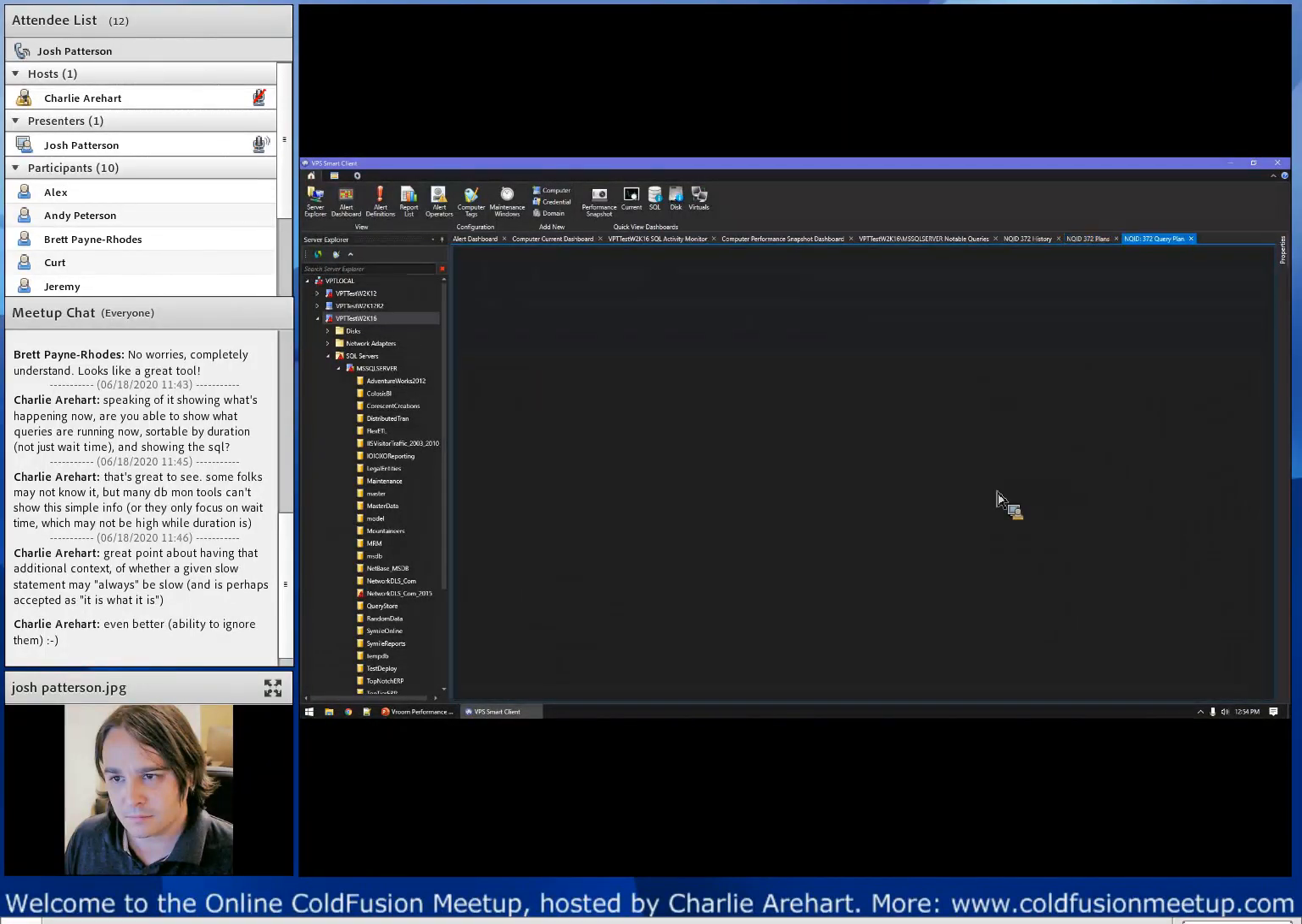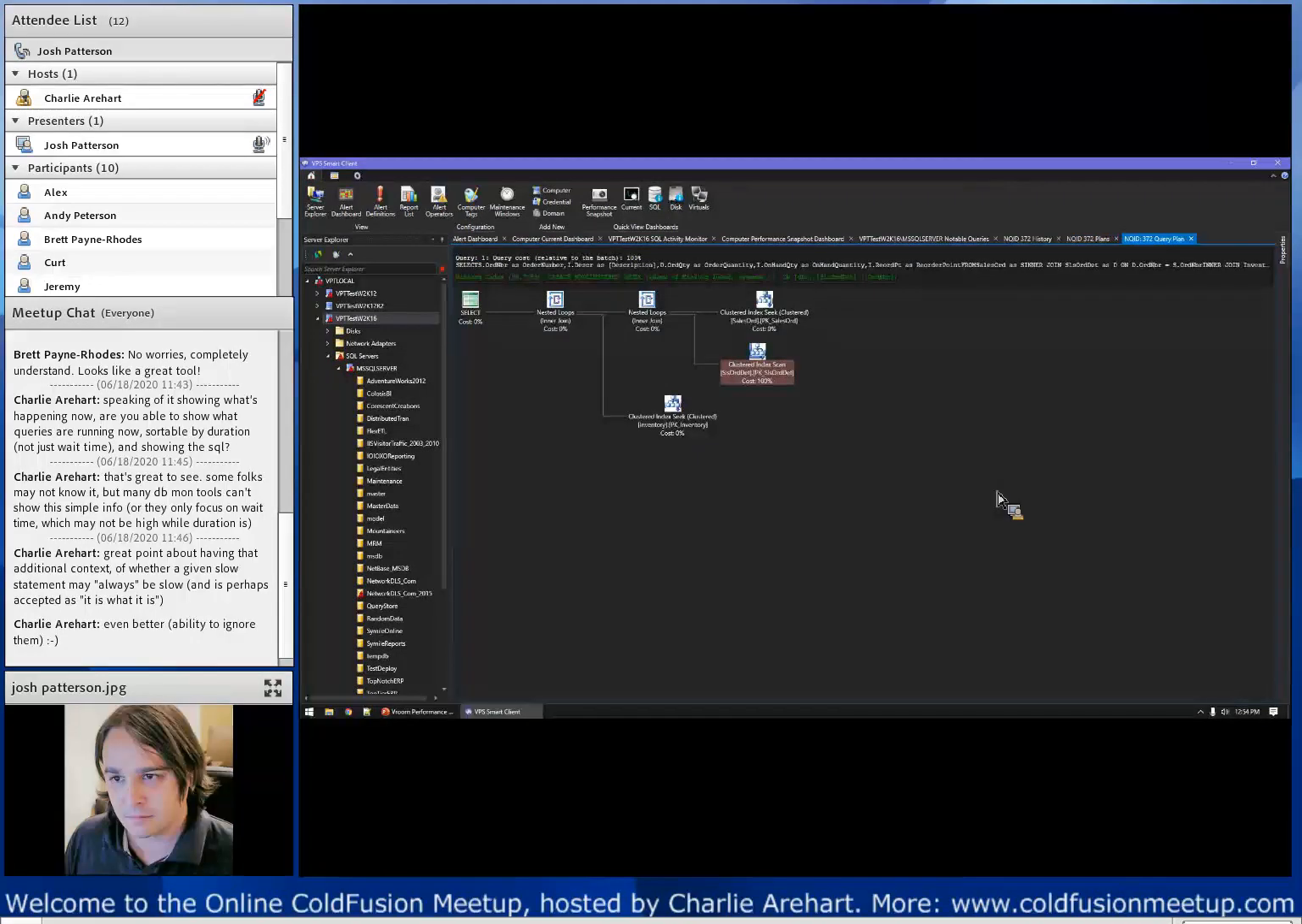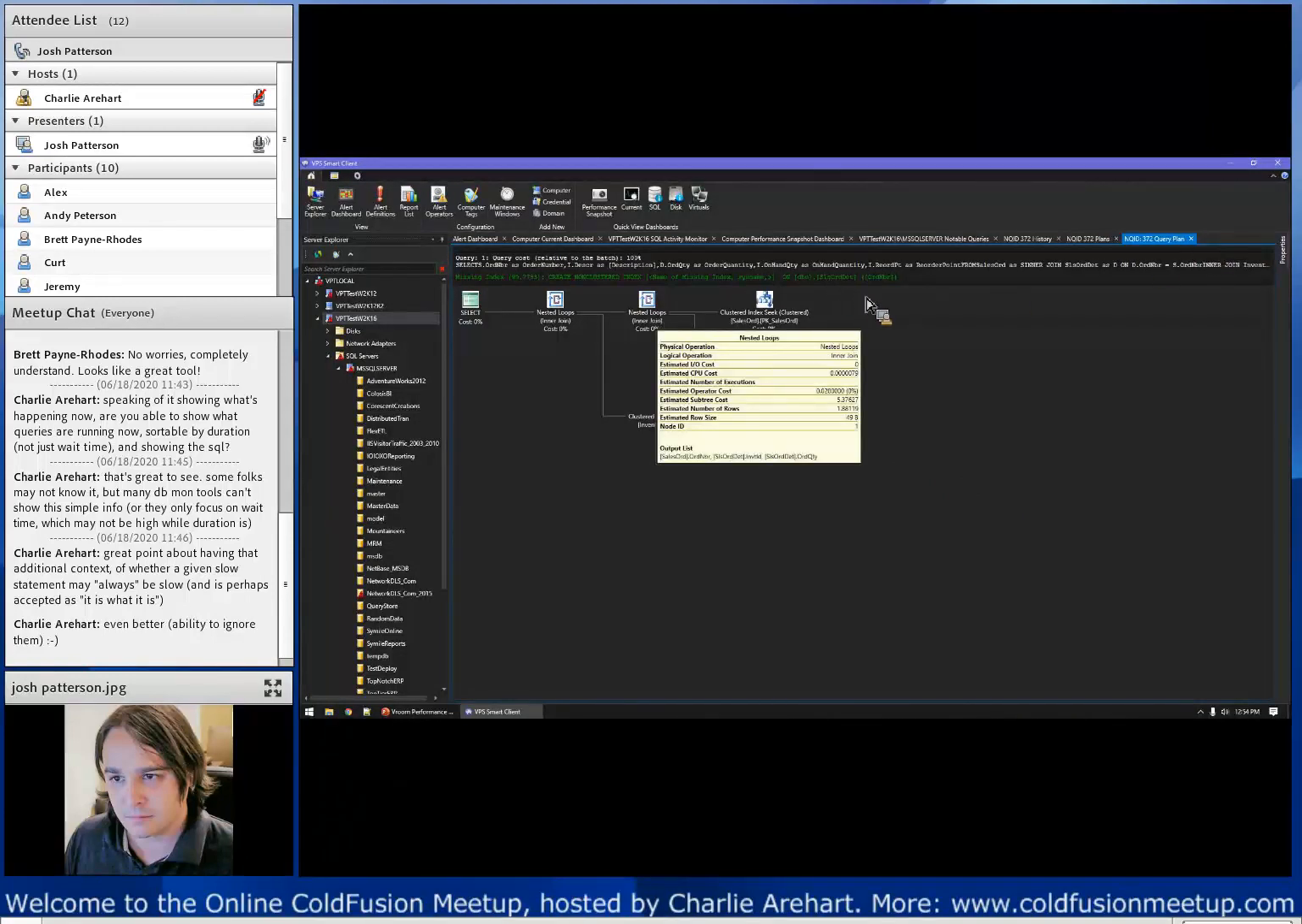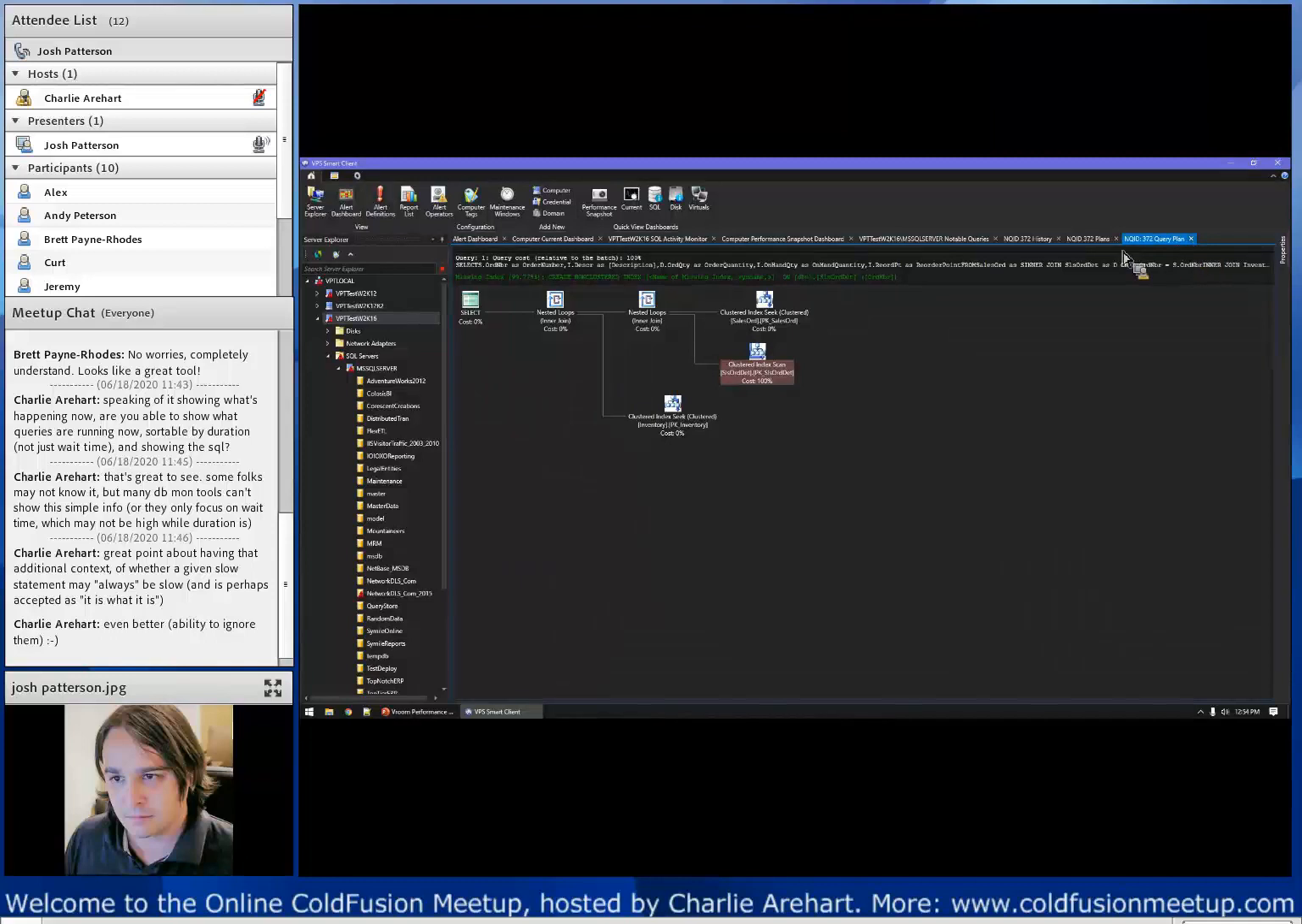So this is one of the cases where we had a plan with an index suggestion. We can see the index suggestion on the plan as well. You can right click on these and look at all the properties, same as you'd have in SSMS, and also export the plans if you wanted to use them in an external tool.